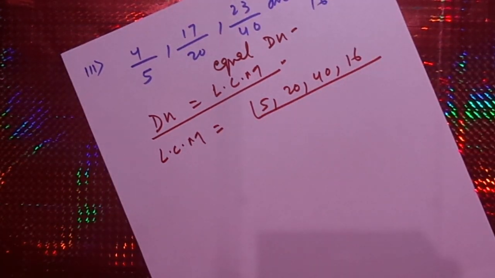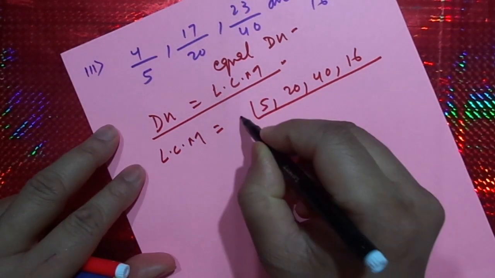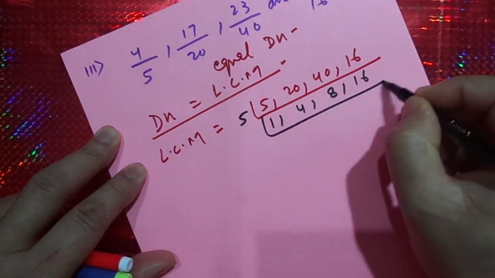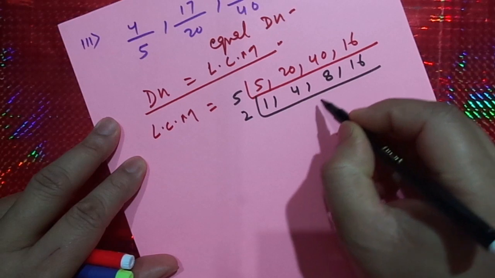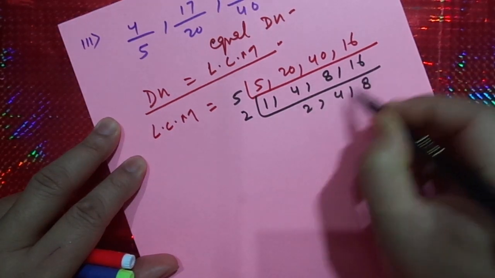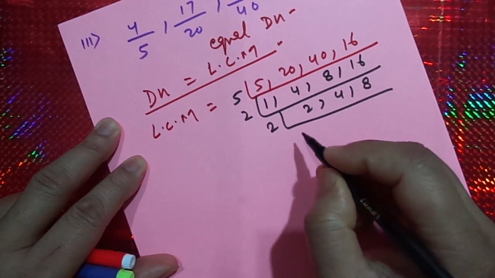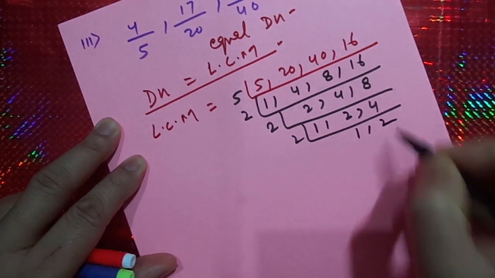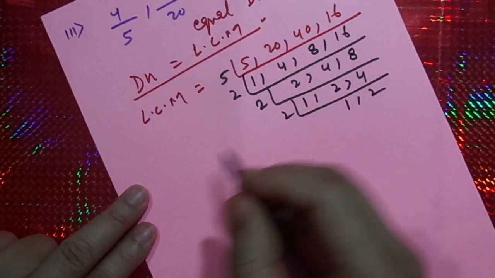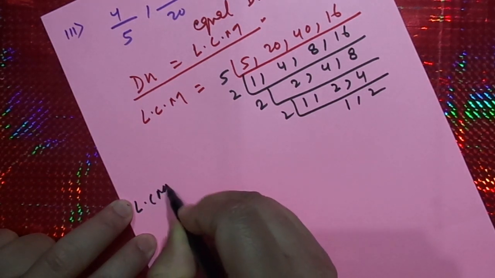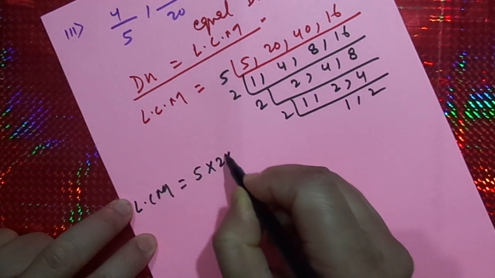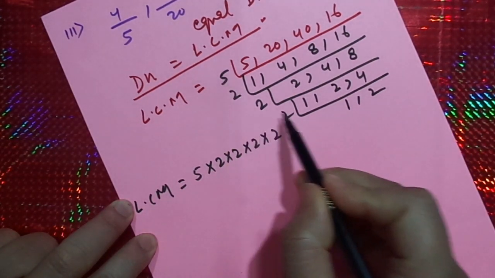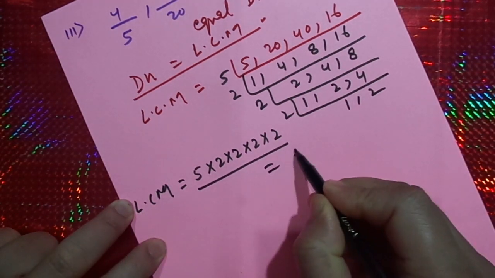Okay, so let's divide with 5. 5 1 times, 4, 8, 16. Then we have 2 over here. 2, 4, 8. Then again 2. 1 times 2, 4, 1, 2. So I find that the LCM is equal to 5 times 2 times 2 times 2 times 2, isn't it? 5 times 2 times 2 times 2 times 2 is equal to 80.